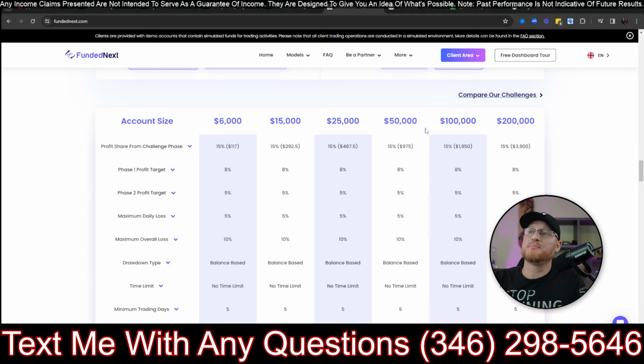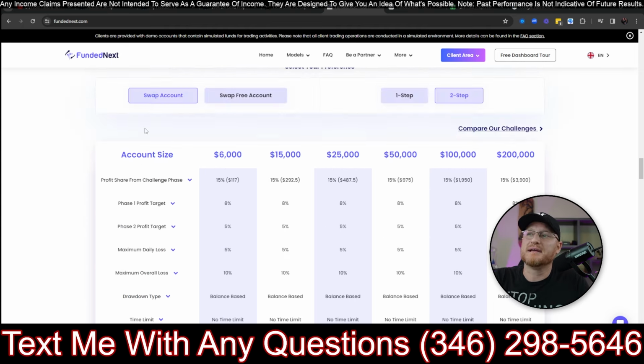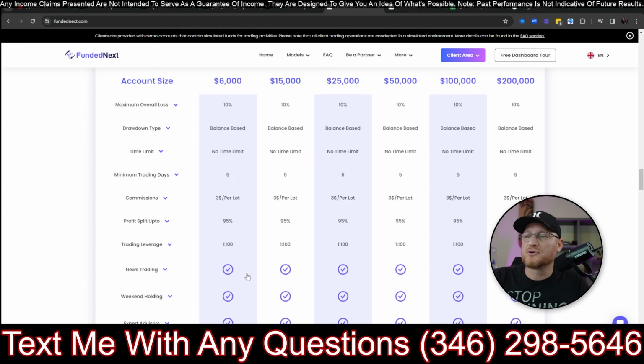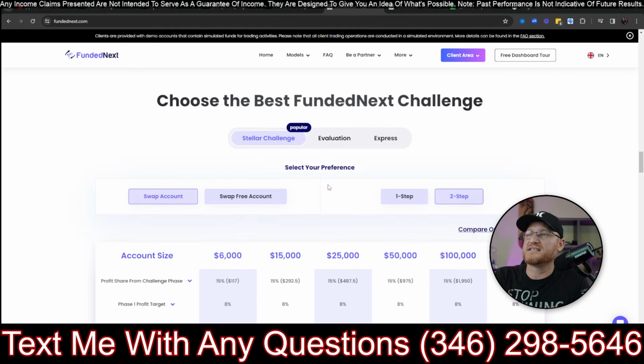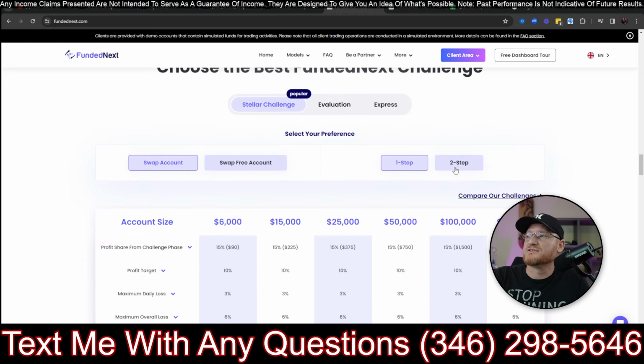And this is exactly why prop firms do this, if you don't know. Let's say you have a trader come in and they give him a $200,000 funded account. Let's say he does really well over the first challenge, because the way this is set up is there are two challenges: there's step one, and then there's step two.